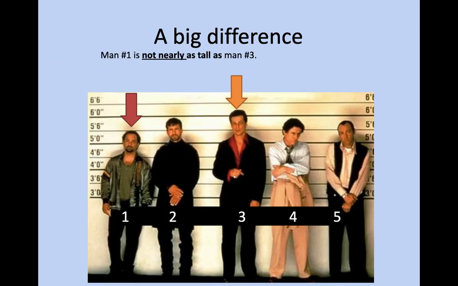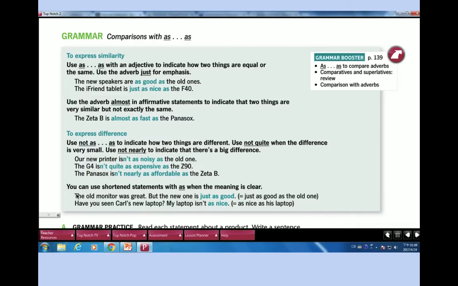And there's one more thing at the bottom. You can use shortened statements with as when the meaning is clear. The old monitor was great, but the new one is just as good. Is just as good as the old one. Have you seen Carl's new laptop? My laptop isn't as nice.